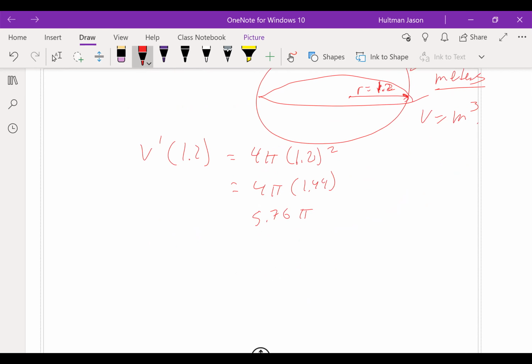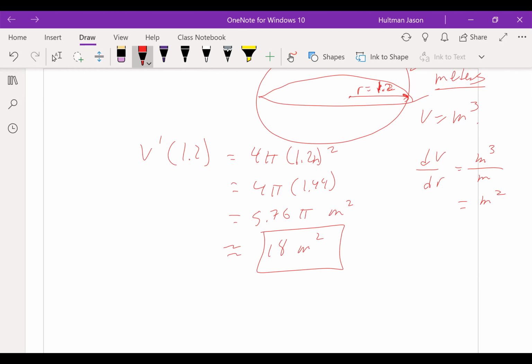If the volume was in meters cubed, then the derivative is one power less. See how the meters here would be squared and not cubed. It's like saying dV/dr, right? What's the unit of volume? Well, the unit of volume is meters cubed. What's the unit of the radius? It's just meters. And so that's going to cancel one of those out, and I get meters squared. Meters squared, not centimeters. And so if I plug in the pi, that's approximately 18 square meters. This is the rate of change.